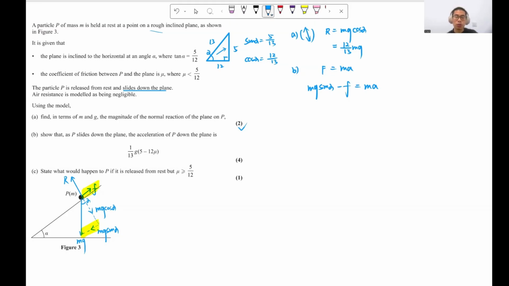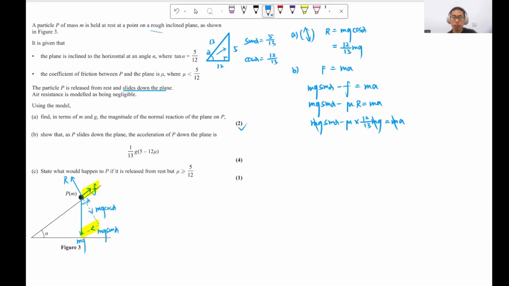And then because the particle is moving, that means the friction has to be the maximum friction. We can just use mu R. And then we know R is equal to 12/13 mg. We already worked it out in part A. So simplify that, divide by m on both sides. And then they want us to leave it in this form.